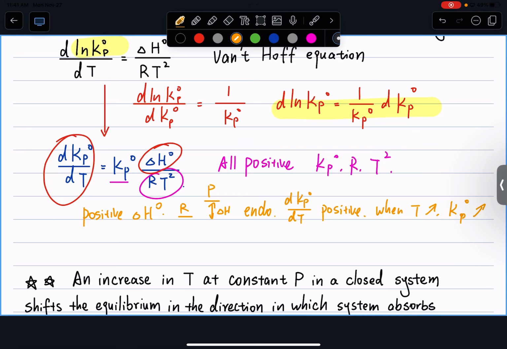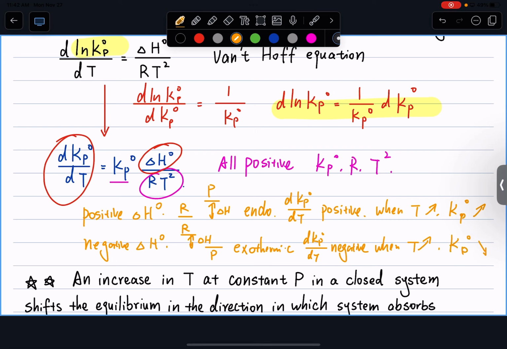All right. The same applies to reactions that are exothermic. So we have a negative delta H naught. Your reactant is higher in energy compared to your product, so your reaction releases heat to form a more stable product, and that's an exothermic reaction. And this differential of your Kp over dT is negative. So that means when your temperature increases, your Kp naught will decrease.